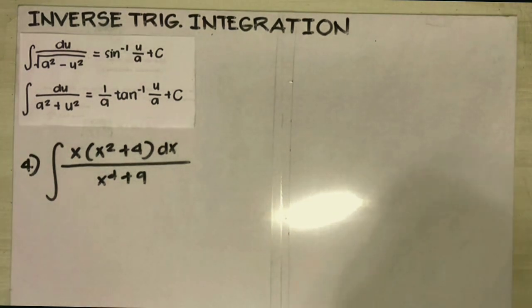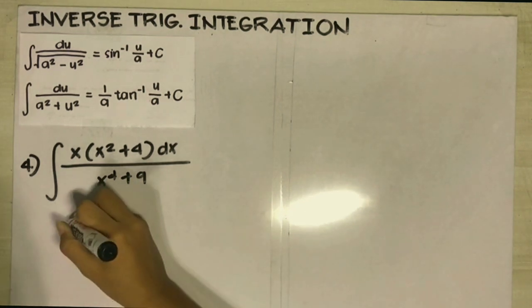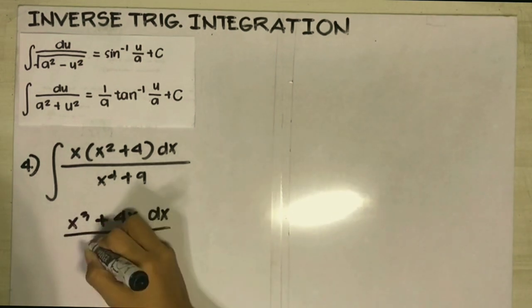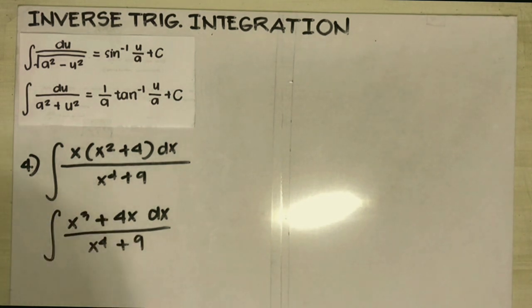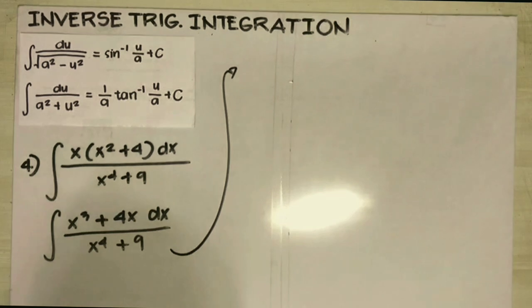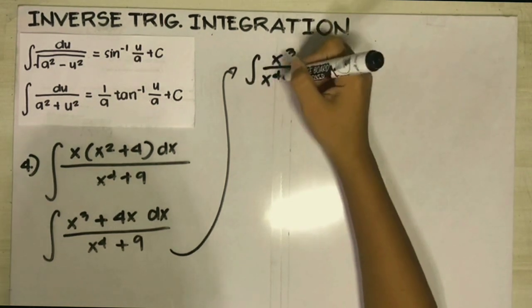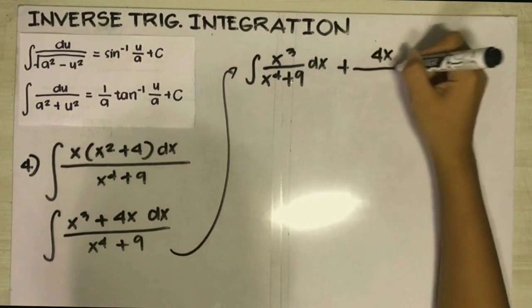For number 4, the integral of x times (x squared plus 4) dx all over x to the 4th power plus 9. First thing is to simplify the numerator because we don't have a direct solution for this. So, the integral of (x cubed plus 4x) dx all over x to the 4th power plus 9. We separate the two terms here. So, the integral of x cubed all over x to the 4th power plus 9 dx plus the integral of 4x all over x to the 4th plus 9 dx.